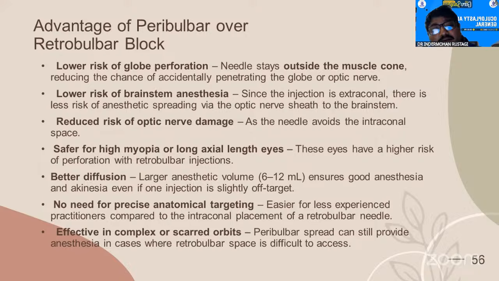What advantage does the peribulbar block have over the retrobulbar block? That we avoid so many complications. Number one is globe perforation, unless we do it knowingly. And of course, brainstem anesthesia is not there, we are not going deep. The optic nerve is not damaged. In high myopia, it is a safer one with a smaller needle and better diffusion. And of course, it is easier for residents who are beginning to practice giving blocks, and of course, effective in a complex or scarred orbit.